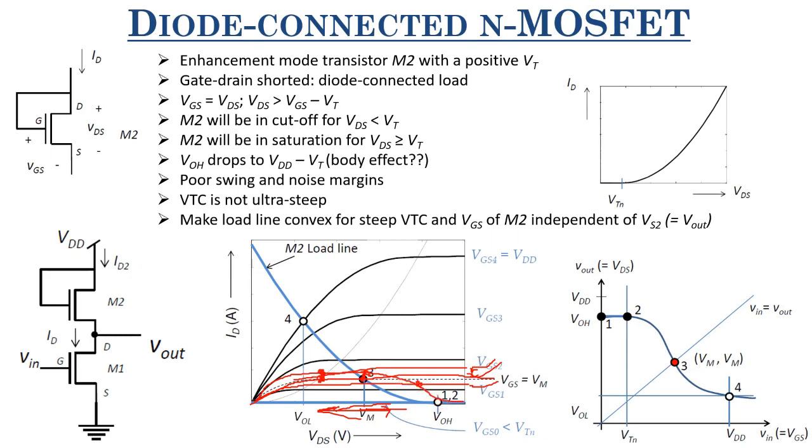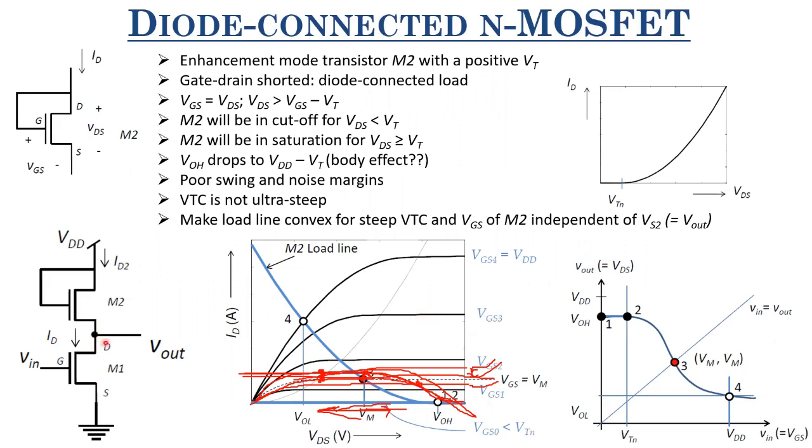So let me draw it again with my pen. We need a characteristic which looks something like this, right? Something like this. So we need a convex kind of load line, and not a concave kind of load line. I mean, we need this kind of load line for an ultra steep slope and not this kind of load line. And if you practice drawing this yourself, you'll be able to understand it more clearly.